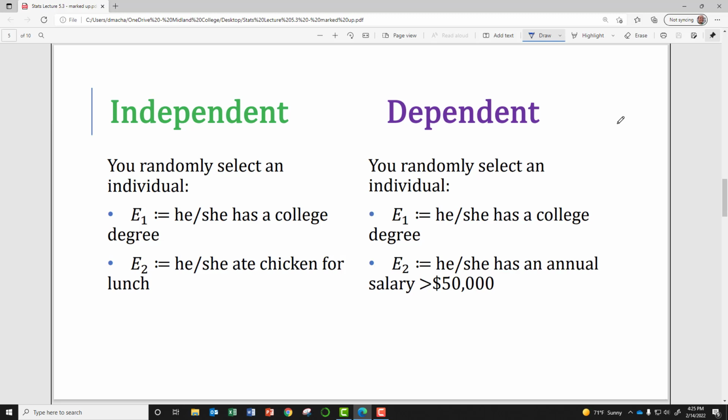As an example of another dependent, suppose that you randomly select an individual. And so again, just like before, E1 is the event that the individual has a college degree. And now E2, we'll say, is the event that they have an annual salary larger than $50,000. But actually, in this case, whether or not you have a college degree as a resident of the United States really does affect the probability that your annual salary will be greater than $50,000, right? And so that's why these are dependent events.